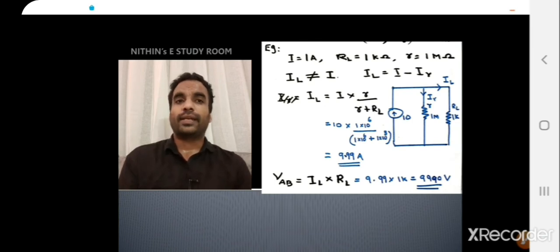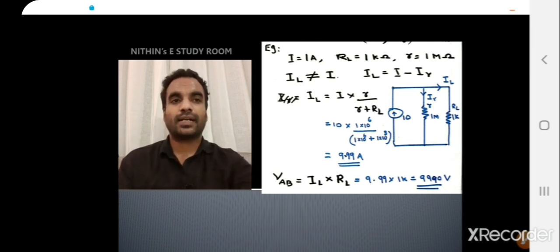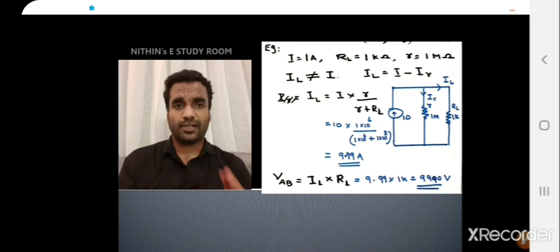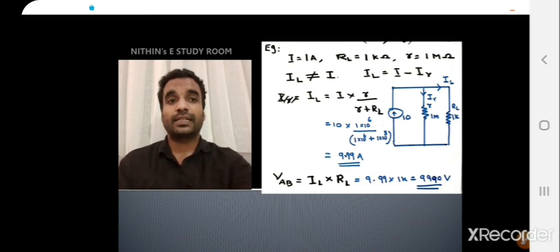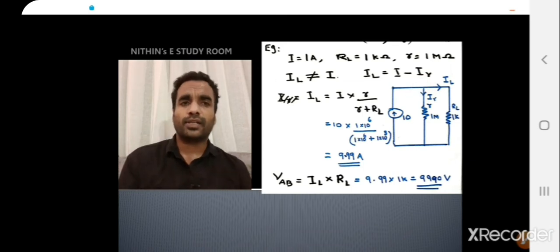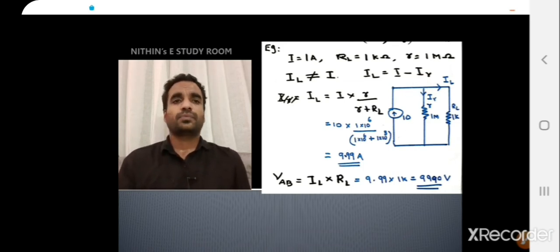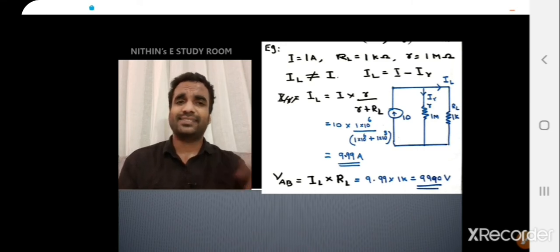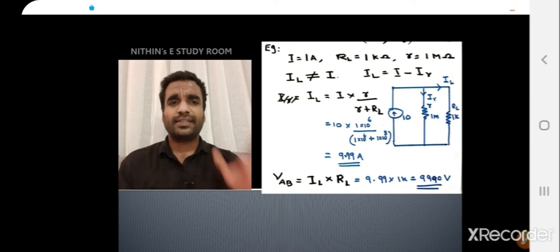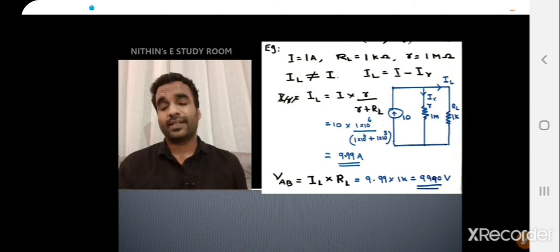Now, I is not IL. IL is the current passing to the load. This is IL, and I is the current coming out from the source. Both of these currents are not equal. Why? Because there is a parallel path. The I, the current coming out of the source, will get divided into these two parallel paths. So I will no more be equal to IL. Now you have to find IL. In the previous case, you just took I equal to IL because it was a series path. But in this case, it is not possible. How can you find IL?